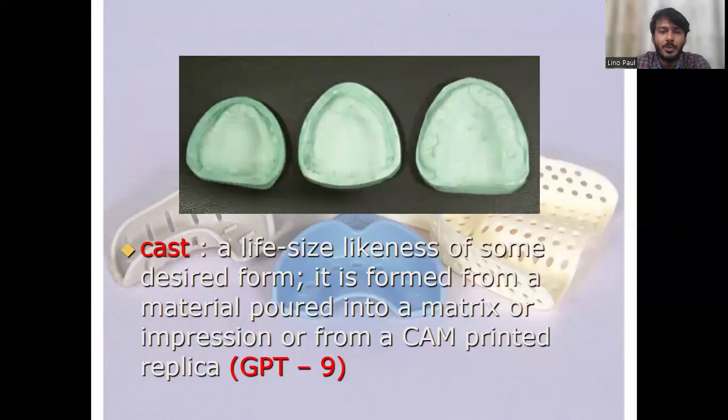And for any process to happen, we need a cast. So cast is defined as a life-size likeness of some desired form, or it is formed from a material poured into a matrix or impression or from a CAM printed replica. So that is cast. You can see different edentulous patients' casts in the above picture.